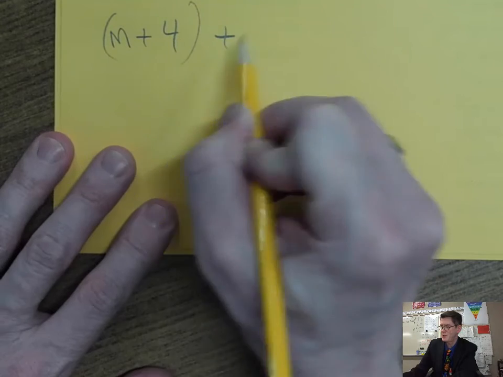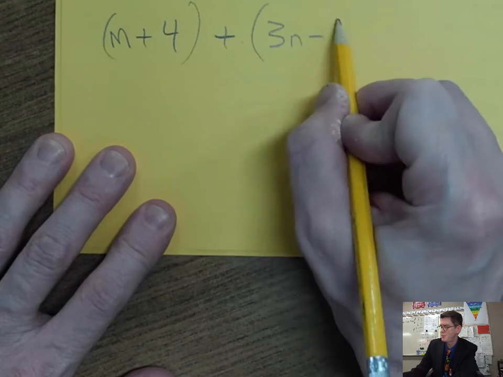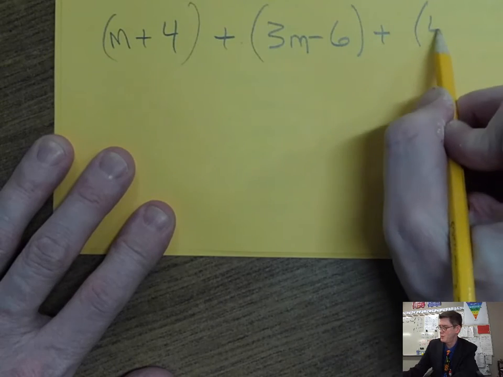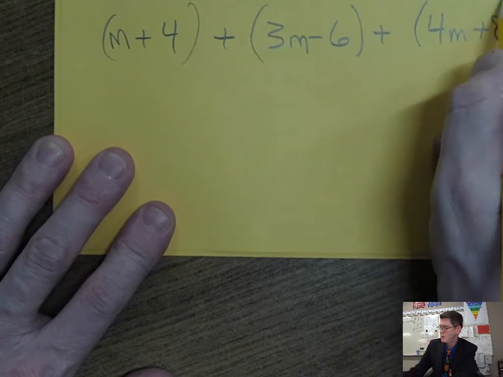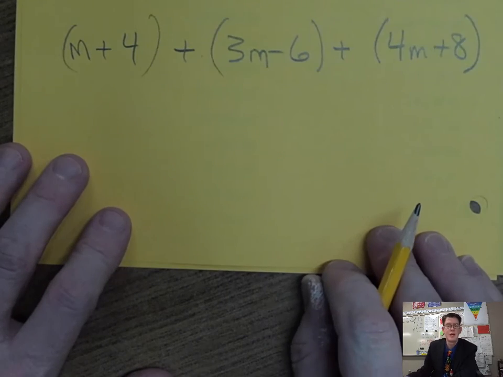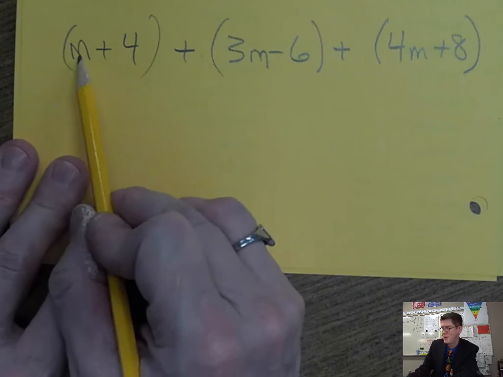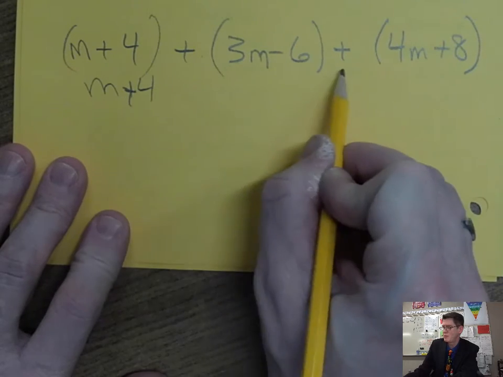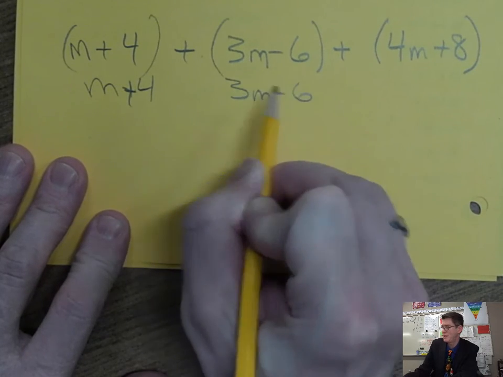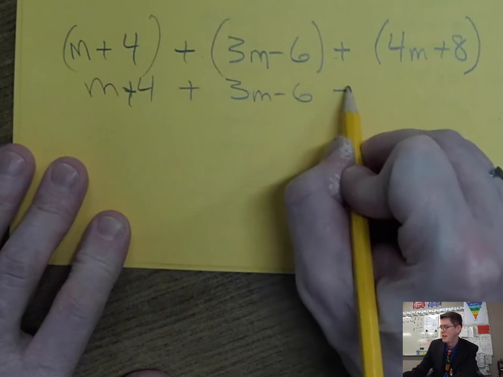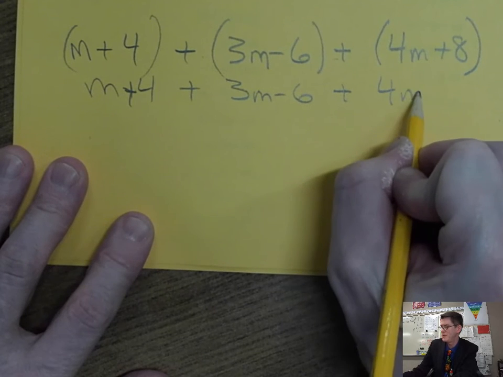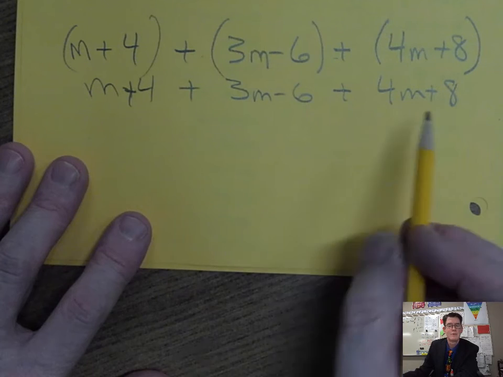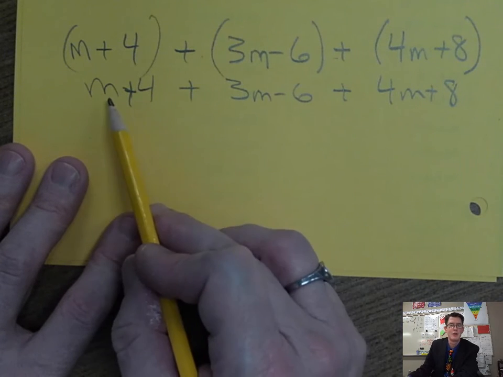Well, what if I've got something like this? If I have that expression plus this expression plus this expression. Well, it's all right if there's more than two. It's just the same thing. We're just going to combine the like terms. We're just adding, so we can just rewrite it because there's nothing changing with the plus sign. The plus sign doesn't change any of the signs. So write it all out and then combine like terms.